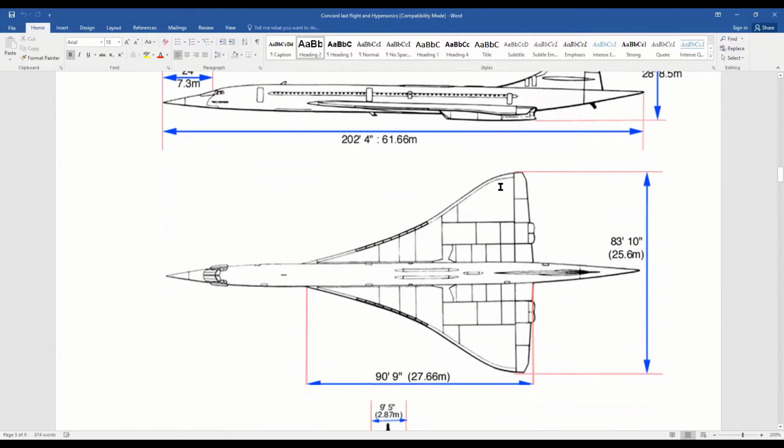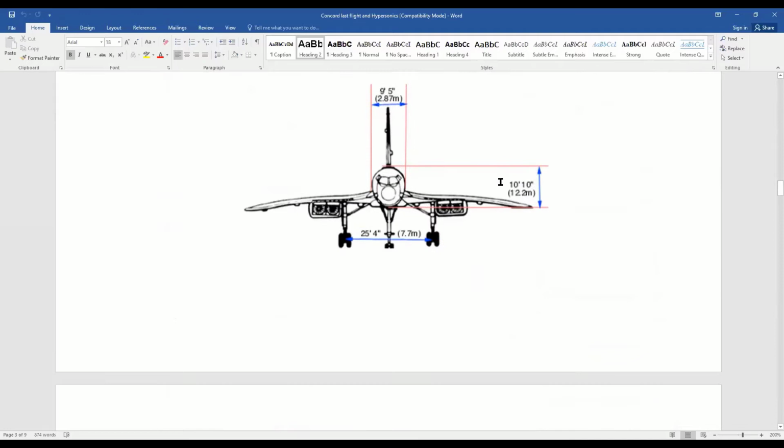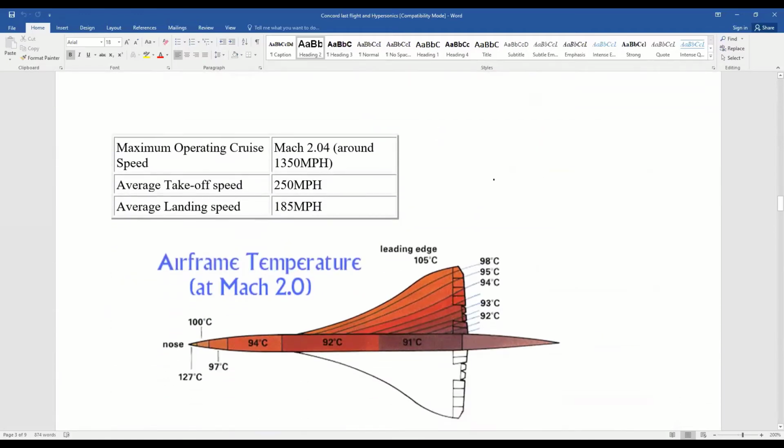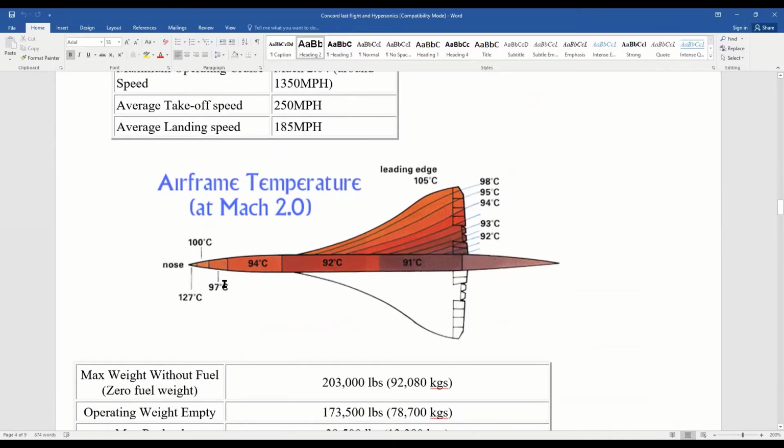Top view. It flew at about Mach 2.0. Pretty fast. Interestingly, when it's flying that fast, the temperatures of the nose and the skin get pretty hot. This is degrees C. This is 127 degrees C. You get approximately double that, so the skin had to be designed to handle the higher temperatures as well.